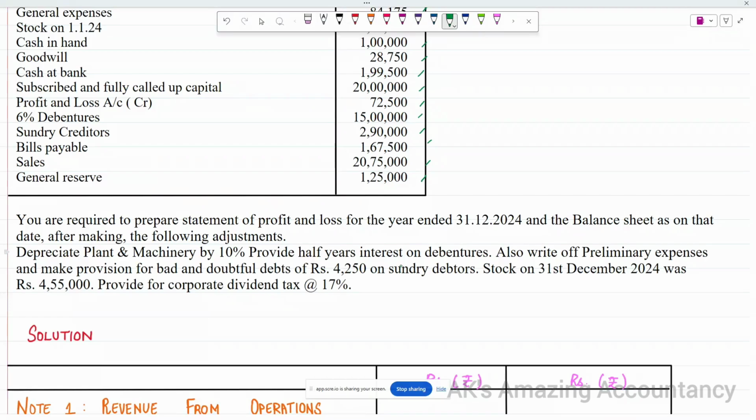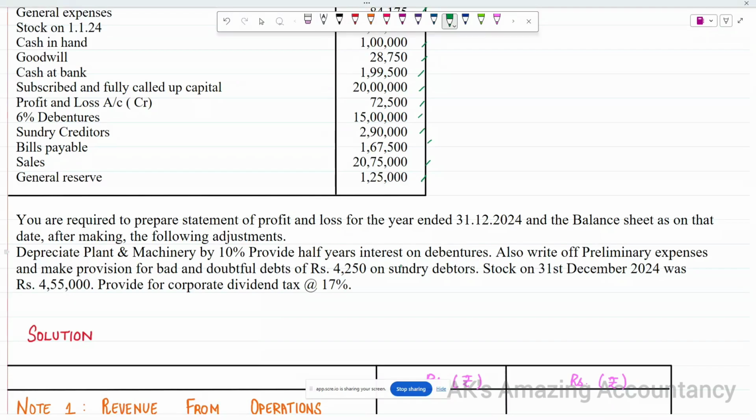So this is the problem you have. As you can very well see, this is a problem in which you have been asked to prepare the statement of profit and loss and also the balance sheet. And the problem involves a number of adjustments. So let us proceed with the solution now.